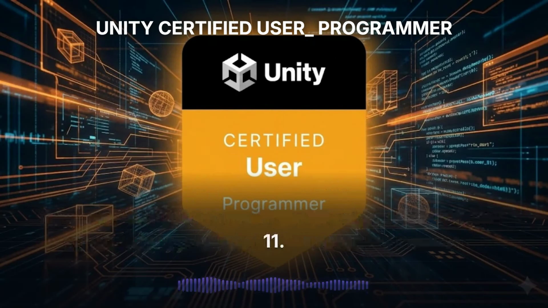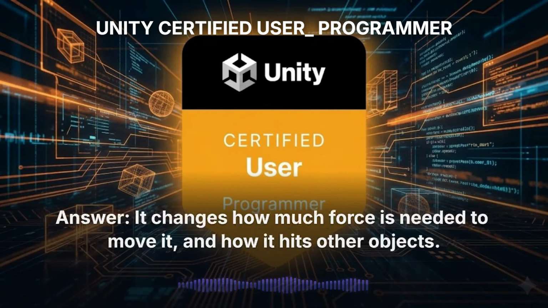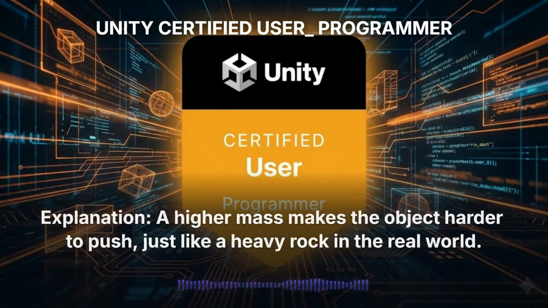Question 11. What does the mass property on a rigid body component actually change about the object? It changes how much force is needed to move it and how it hits other objects. A higher mass makes the object harder to push, just like a heavy rock in the real world.